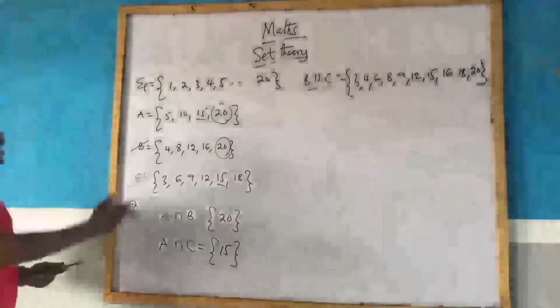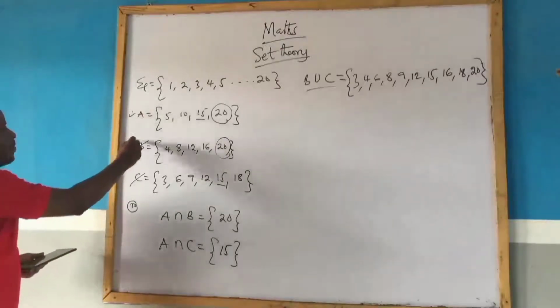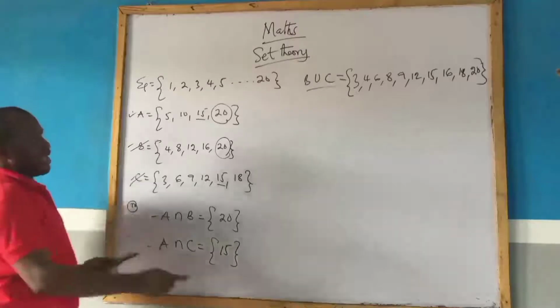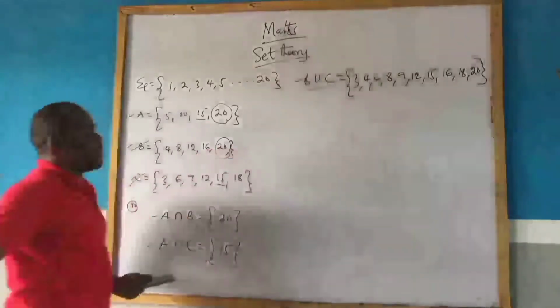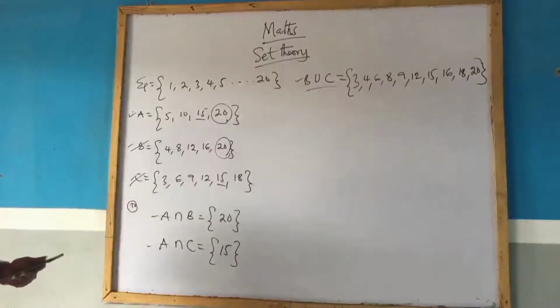That answered our question number 2. It says, list the elements of A, B, and C, then find A intersection B, A intersection C, and B union C. So this is the solution to the second question.